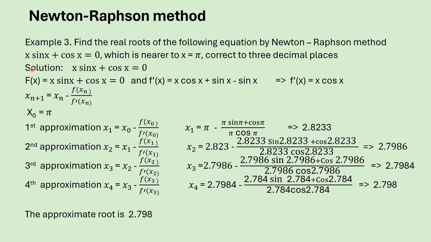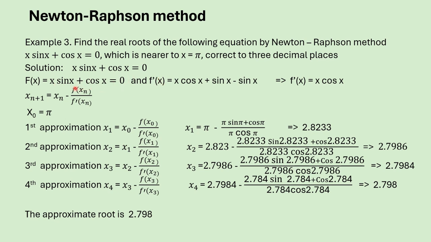Let's see another example. Find the real root of the following equation by the Newton-Raphson method: x sin x plus cos x is equal to 0, which is nearer to x is equal to pi, correct to 3 decimal places. So this is the equation. We'll call this equation f of x. Now we have to differentiate and find f dash x.